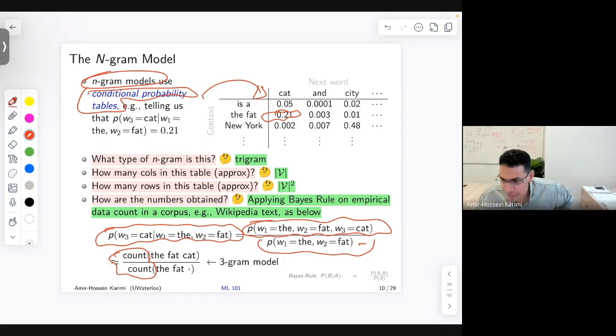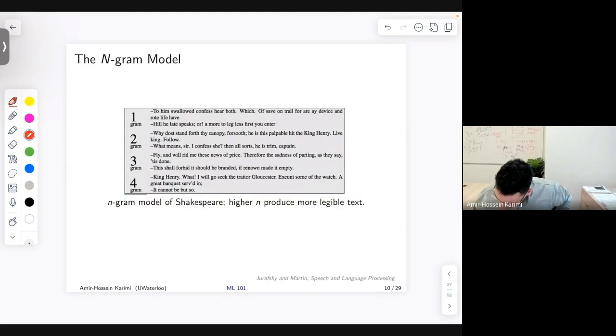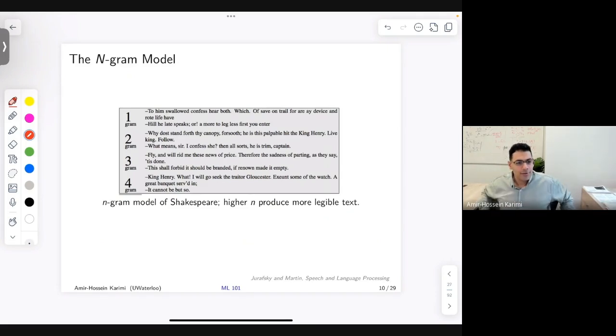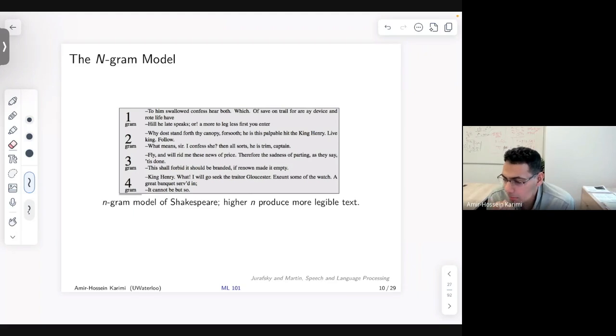Let's take a brief detour and try to appreciate for a second why it's important to have n-grams that are larger than unigrams. So these are 4 n-gram models based on a corpus of data which we call not Wikipedia but Shakespeare. If I try to learn probabilities of just unigrams and then generate text based on that, I get the first line, which could be a sentence like, "to him swallowed confess here both, which of save on trail for RA." I can't even read this, right?